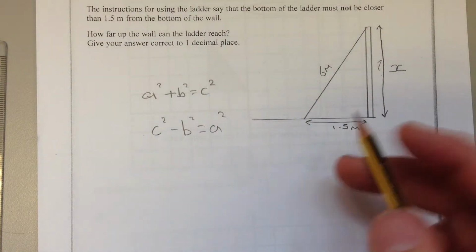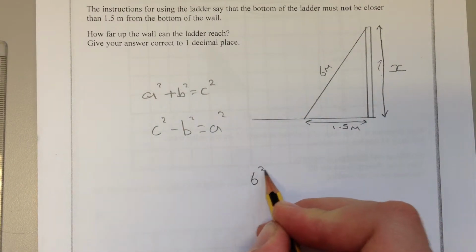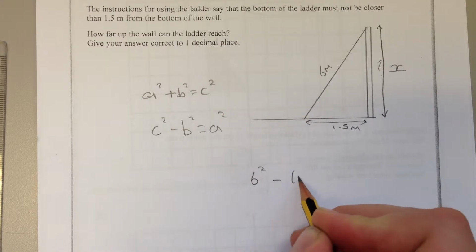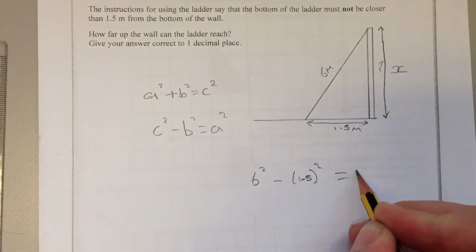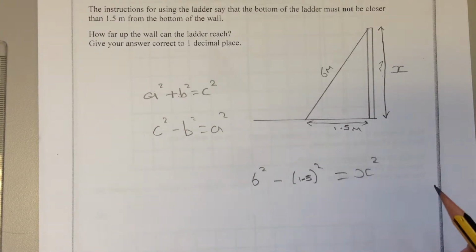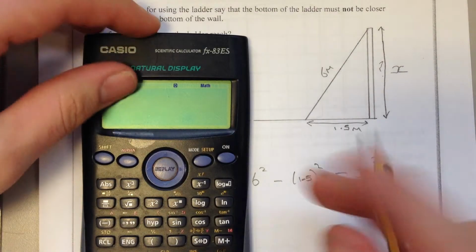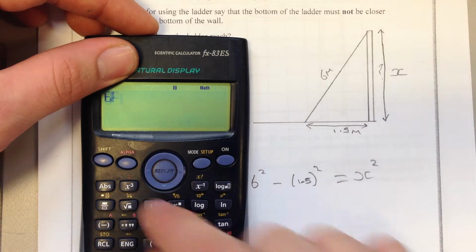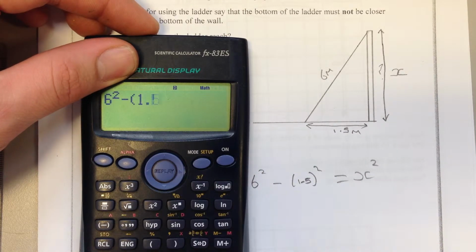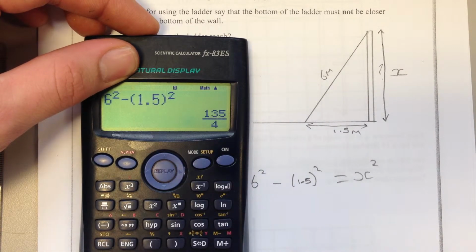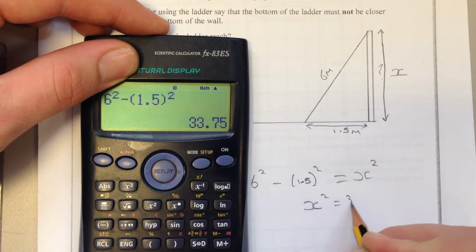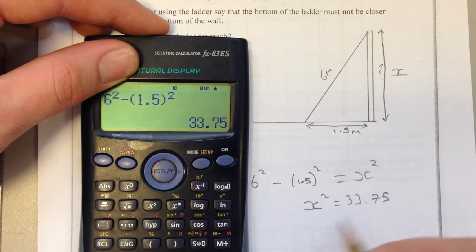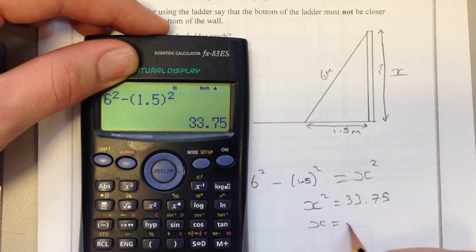If we use the numbers that we're given here, we're going to do 6 squared minus 1.5 squared, and that's going to give us x squared. So using our calculator, 6 squared, take away 1.5 squared equals 33.75, so x squared equals 33.75. X is going to be the square root of that.